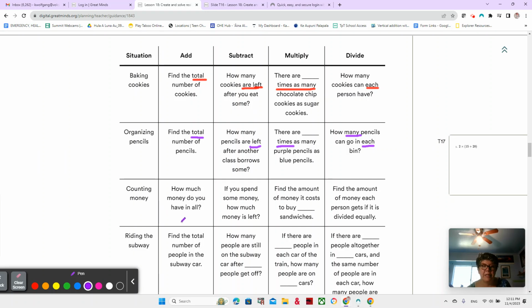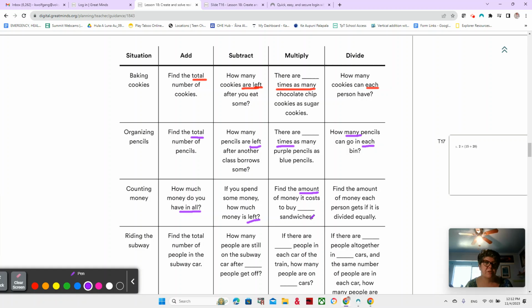Okay, how about counting money? How much money do you have in all? There's another clue word for addition, total and in all. You could also be writing this down, making some notes, maybe in lesson 18 or lesson 17, page 150, page 153, take some notes about your clue words. If you spend some money, how much money is left? Find the amount of money it costs to buy this number of sandwiches, right? So here we're looking for an amount, which can also be a total, because we're buying a certain number of sandwiches and each sandwich costs a certain amount, right?